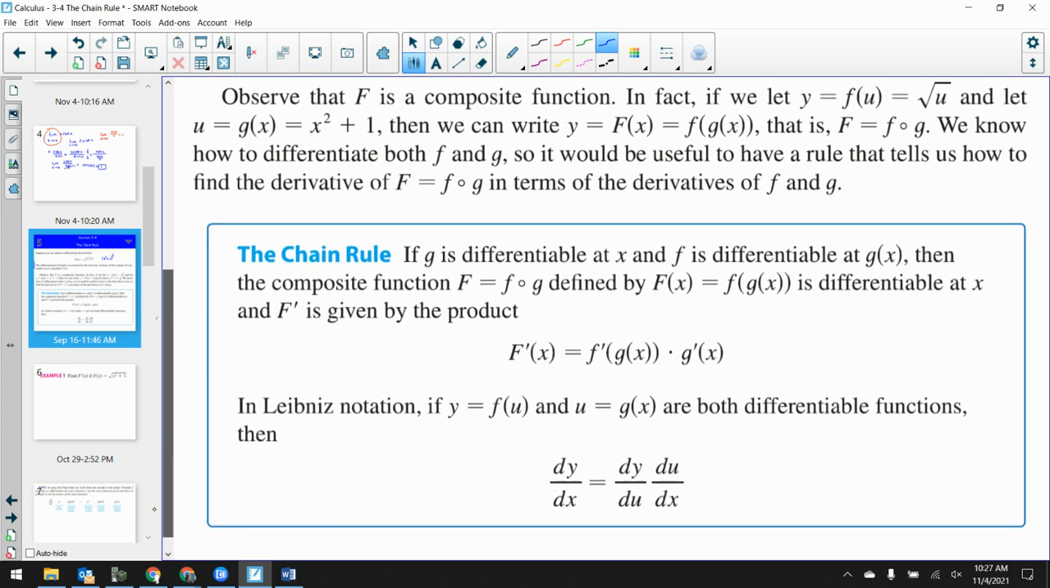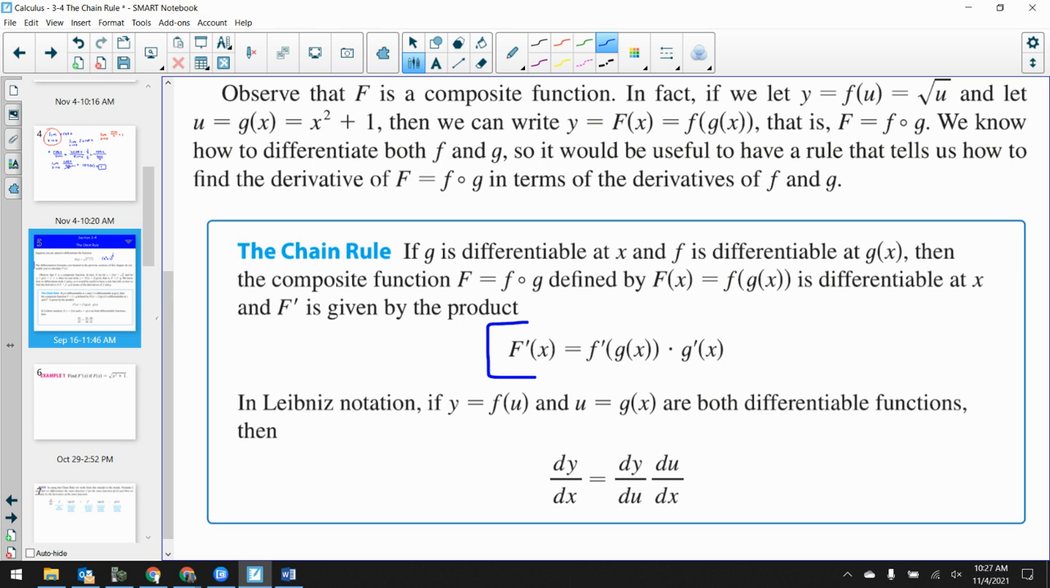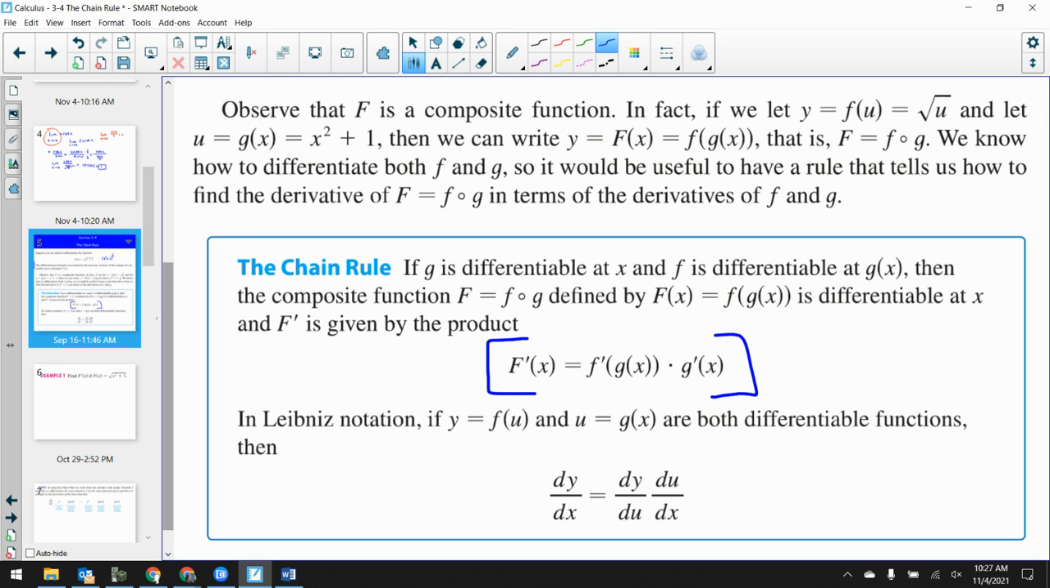So here is the chain rule, and I would say this is the key piece to the chain rule. F prime of x, and they use capitals, I wish they used different letters, but whatever. They say the F prime of x, a derivative of a composite function, whenever you have a function in another function, the derivative of a composite is f prime g of x times g prime x.